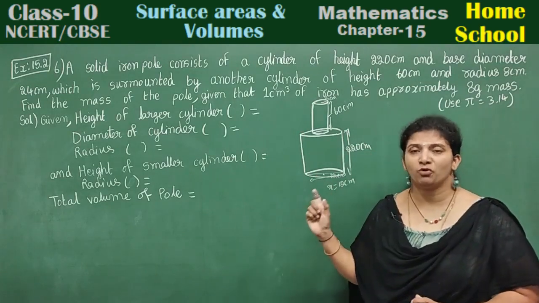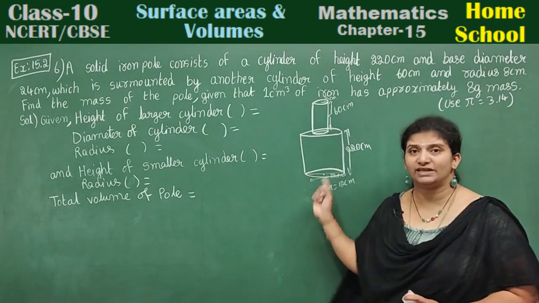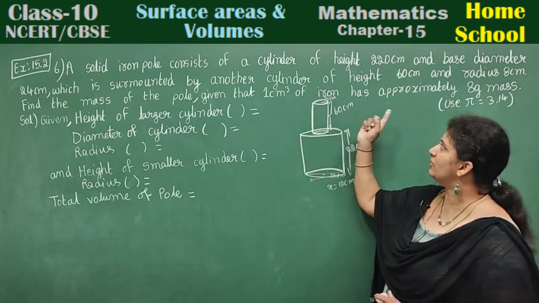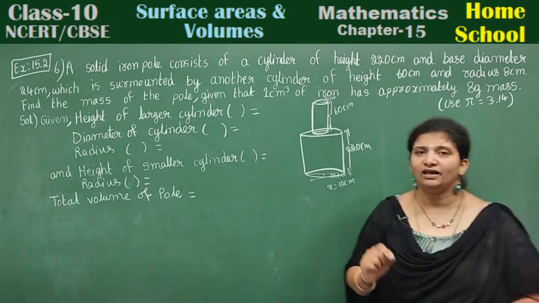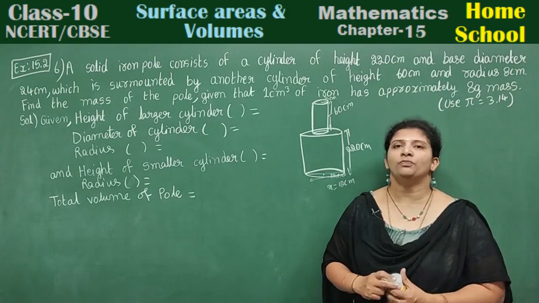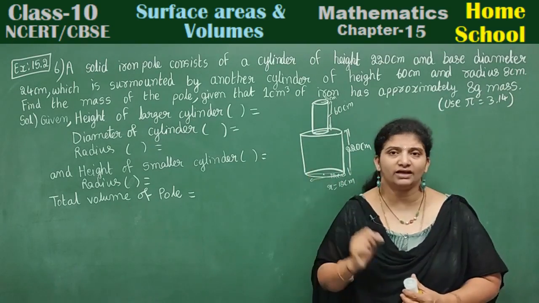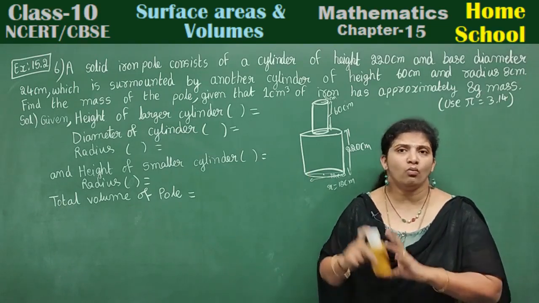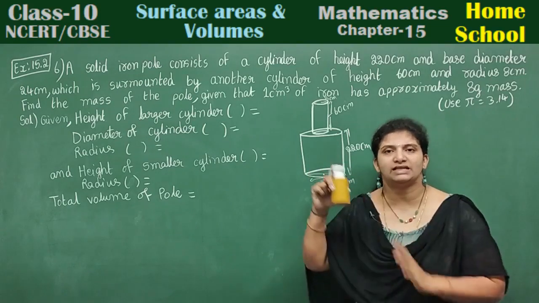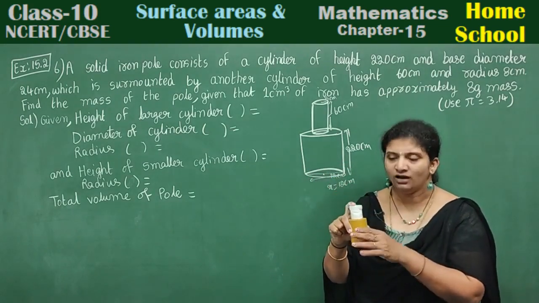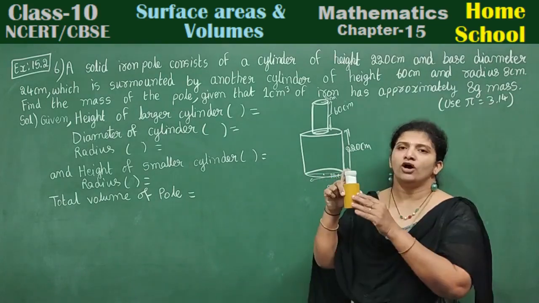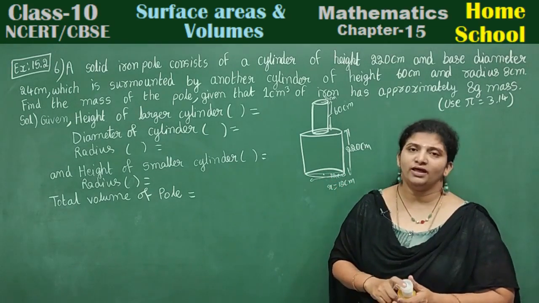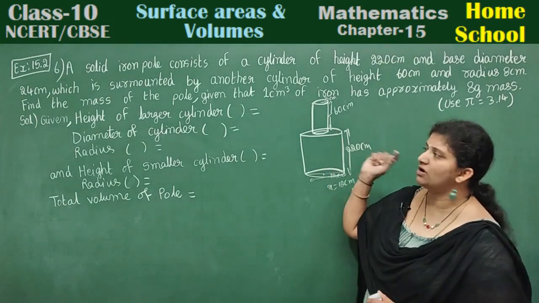When we are talking, this pole means combination of two cylinders mass we need to calculate. Given that 1 cubic centimeter of iron has approximately 8 grams mass, we need to find mass of this complete iron pole. How can we calculate mass? In the sense, we need to calculate volume of these two cylinders. Volume of this cylinder plus volume of this cylinder will give you the volume of pole. Next, you can find out the mass of the iron.